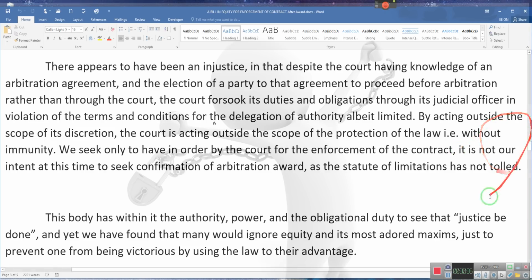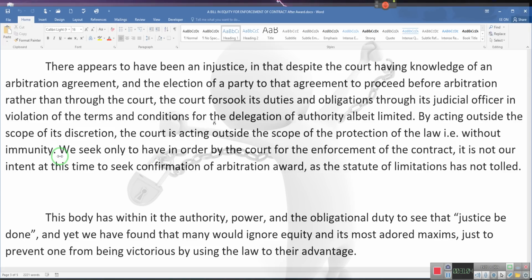Now, by acting outside the scope of its discretion, the court is acting outside the scope of the protection of the law, i.e., without immunity. The court has no immunity when they violate the law, because there is no protection for violation of the law. Don't care who they be, court, prosecutor, doesn't matter. They ain't got no protection. Okay?